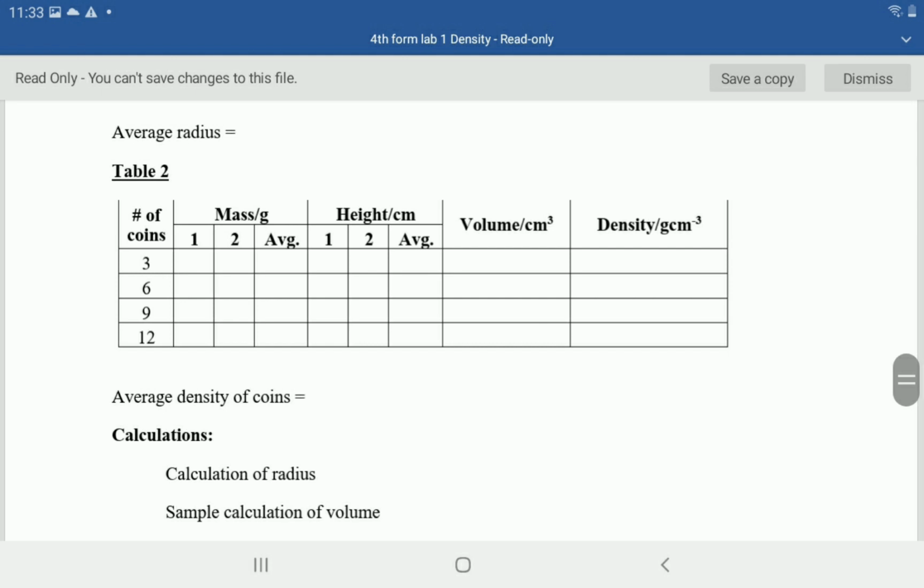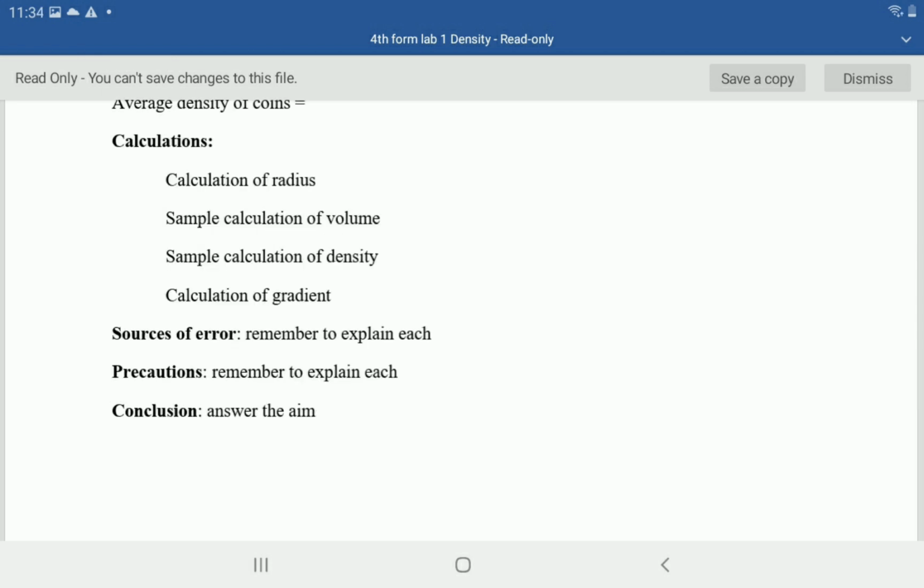We'll be using 3, 6, and 12 coins, finding the mass, the height, calculating the density, as well as the volume. So we'll be looking at some calculations after this. We'll show you how we would actually calculate our radius, our volume, and our density. Afterwards, we're going to look at some sources of error in another video, as well as the precautions we should take. Notice that we're saying that your conclusion should be answered in your aim. So you should say the density of the copper coin was found to be, and so on and so forth.